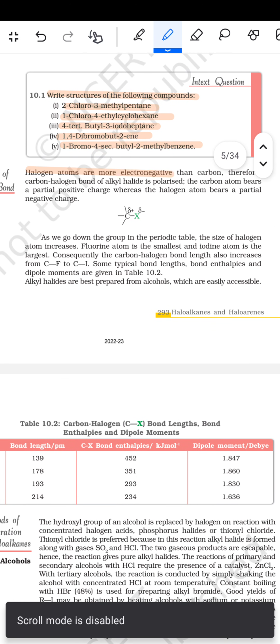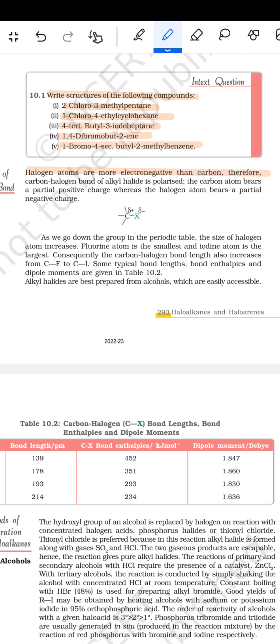Halogen atoms are more electronegative than carbon, therefore the carbon-halogen bond of alkyl halide is polarized. The carbon atom bears a partial positive charge, whereas the halogen atom bears a partial negative charge. As we go down the group in the periodic table, the size of the halogen atom increases. Fluorine is the smallest and iodine is the largest. Consequently, the carbon-halogen bond length also increases from C-F to C-I. Some typical bond lengths, bond enthalpies, and dipole moments are given in Table 10.2.